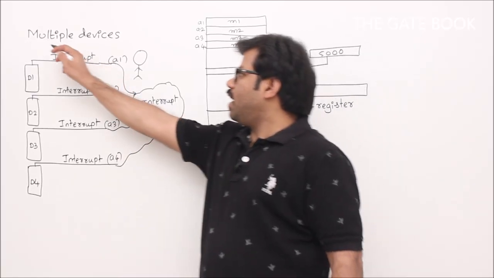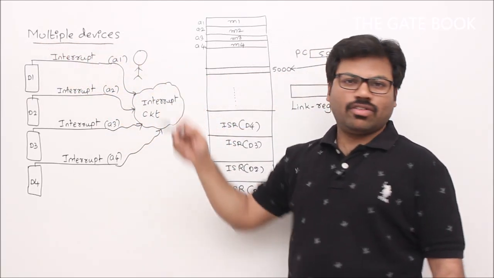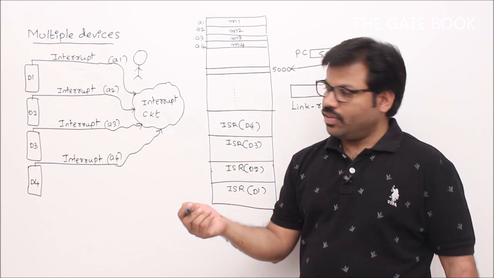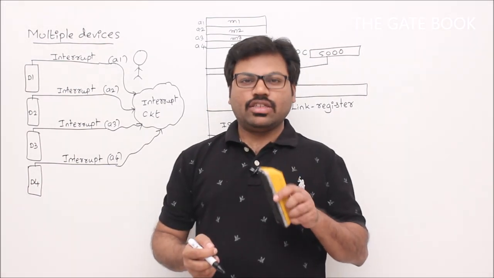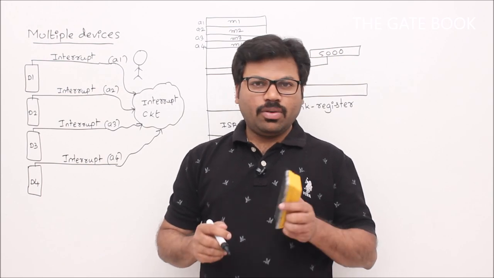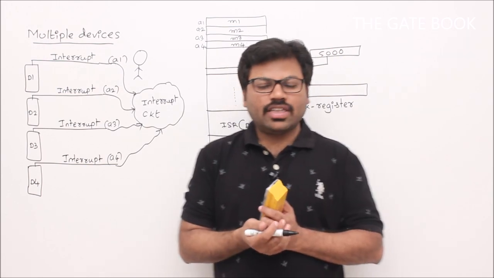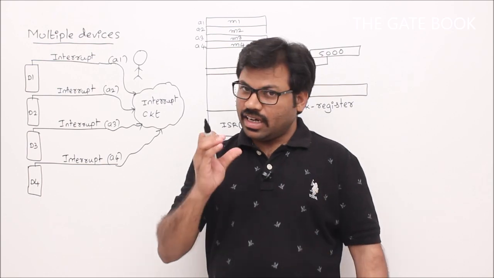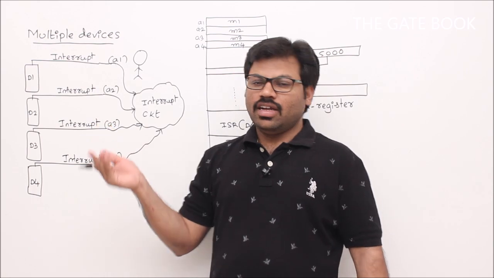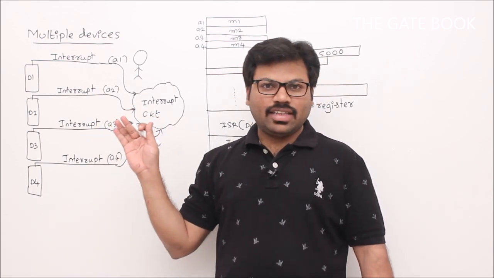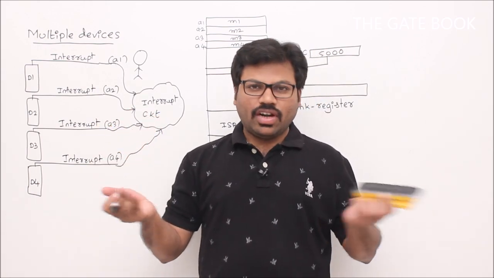Now we'll see how things will work out when there are multiple devices. So how will the interrupt system work? We will see. Definitely you can understand one thing: when there is only one device, we can remember the interrupt service routine's address in some place and go there directly, correct? Now the processor also has clarity about who is interrupting, because there is only one device.